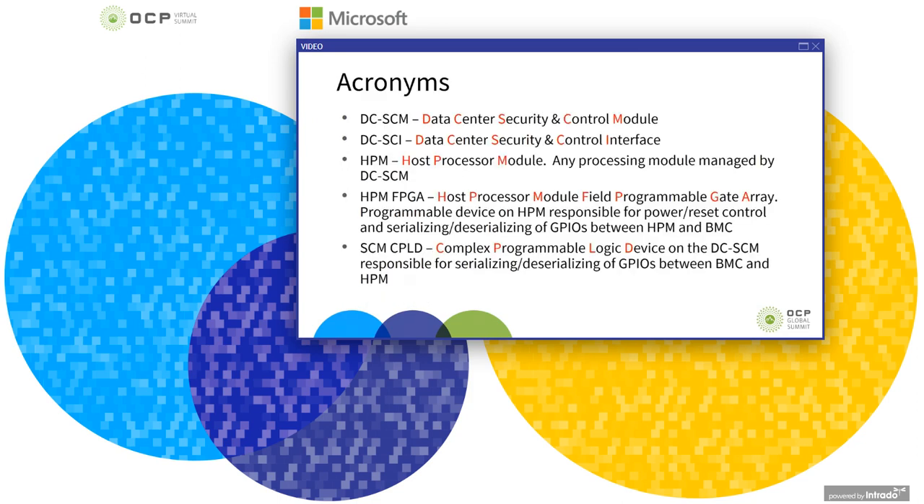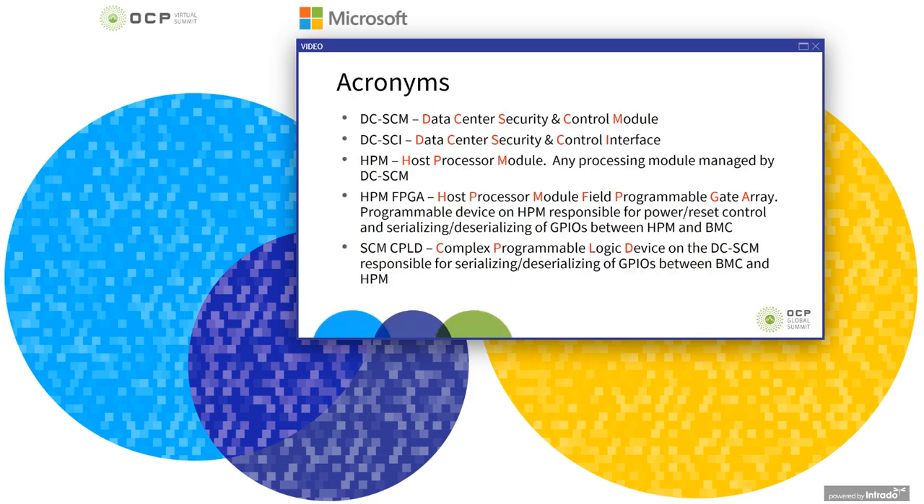Here are the acronyms. DC-SCM refers to the Data Center Security and Control Module. DC-SCI is the Data Center Security and Control Interface. It's the standardized connector interface of the SCM module. HPM, which is basically the motherboard or the host processing module managed by the DC-SCM.